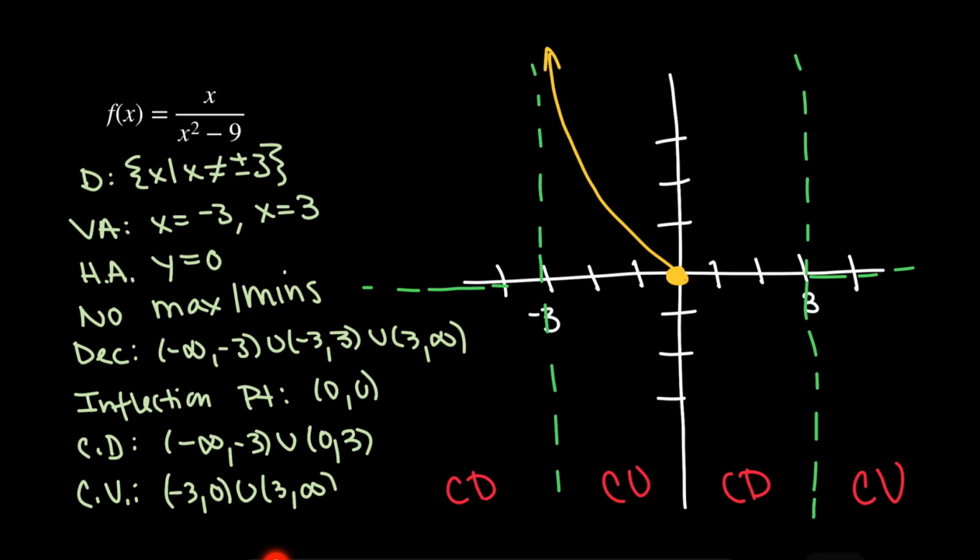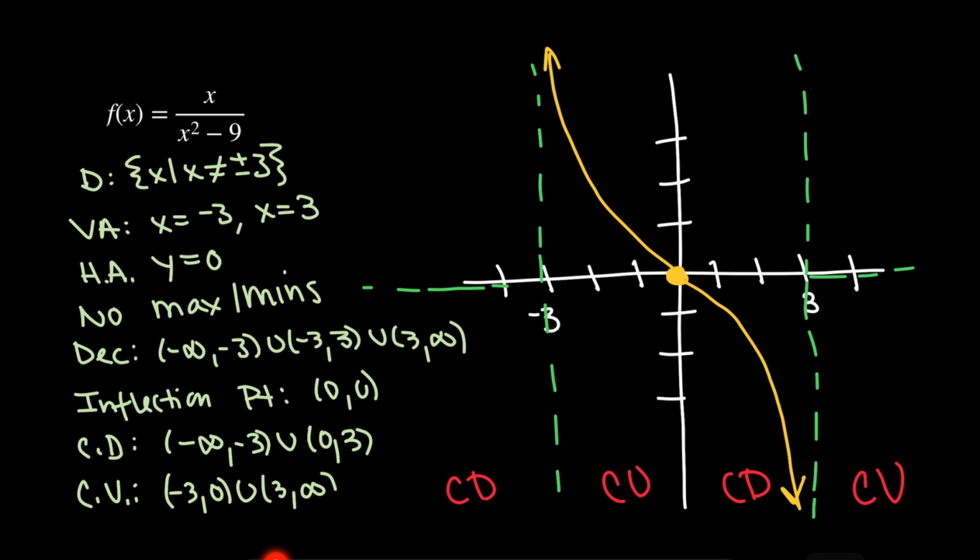Then, between x equals 0 and x equals 3, the function is now concave down. That x equals 0, the point at the origin, is an inflection point. The function is still decreasing, but it changes from concave up to concave down. All right, now we have to do the right side and the left side. And this is a little bit trickier because we don't have any points to work with.